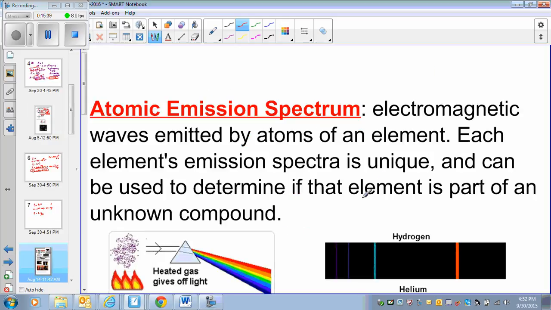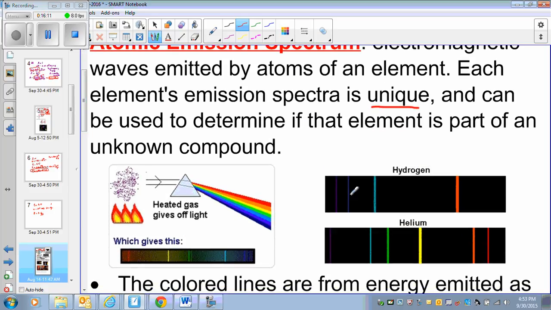So, atomic emission spectrum. So far we were talking about the continuous spectrum, the visible light, the one that all merges together. But when we talk about a particular element like sodium, potassium, calcium, strontium, the energy that comes out when the electron jumps from a higher energy level to a lower energy level, we call the atomic emission spectrum. Each element's emission spectrum is unique. It's like a fingerprint for that element. So we can identify the element by that emission spectrum.